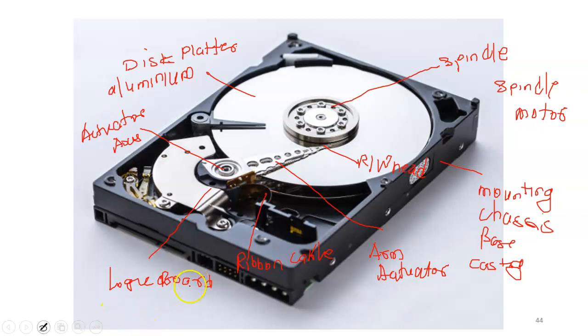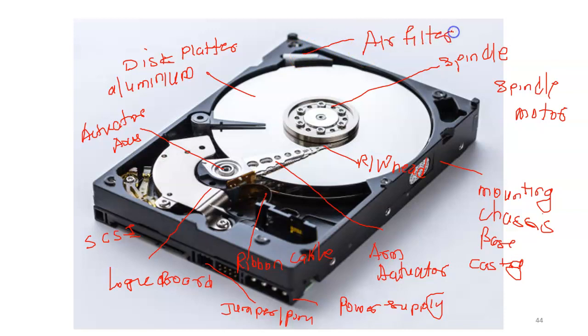This interface is known as the SCSI interface, that is, small computer system interface, and these pins are known as jumper pins. These pins are used for the power connection, for power supply. Again, there is a provision of an air filter. You can see a small bag here on this corner. This bag is basically used as an air filter.